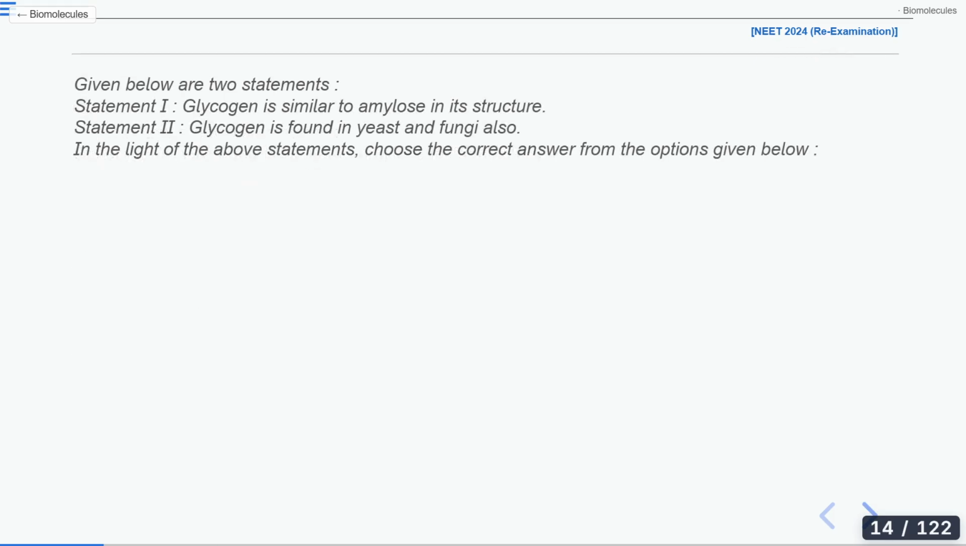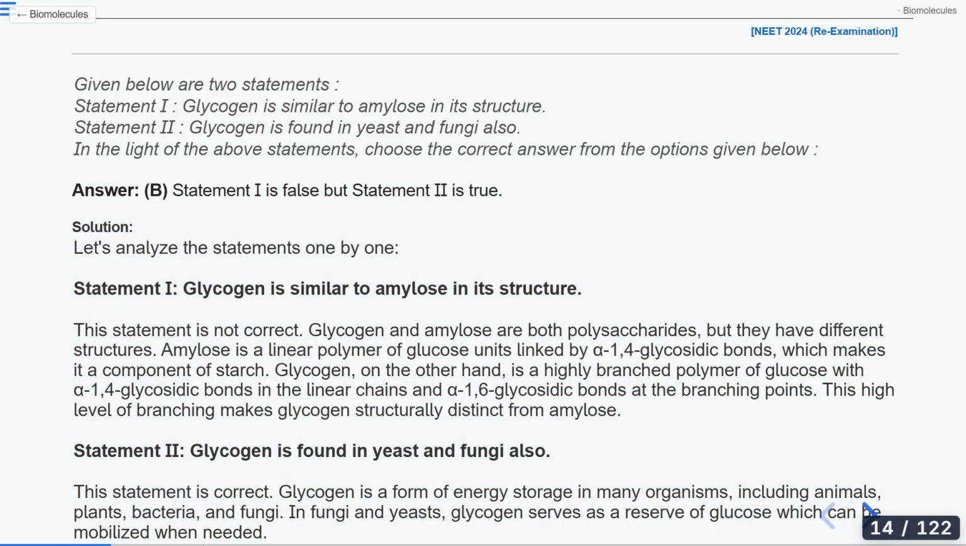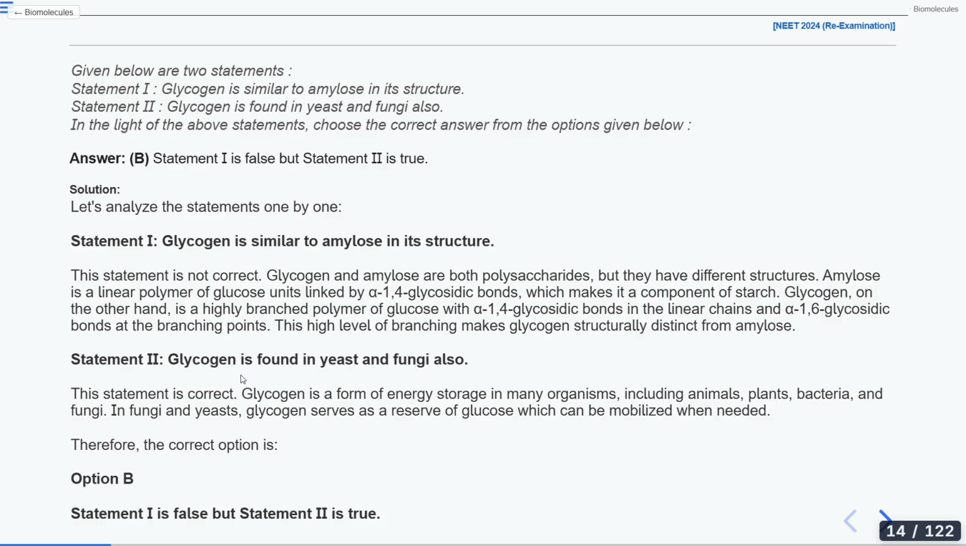Moving on to the correct answer. So the correct answer is B. Statement 1 is false and statement 2 is true. Why? So your answer is very true, that your glycogen is similar to the amylopectin and not the amylose, because it has a branched structure. It is not a linear polymer of glucose similar to the amylose. It has a branched structure similar to the amylopectin and not amylose.